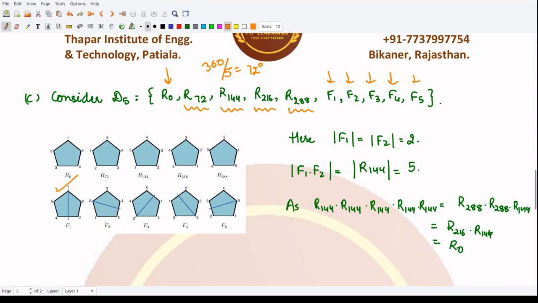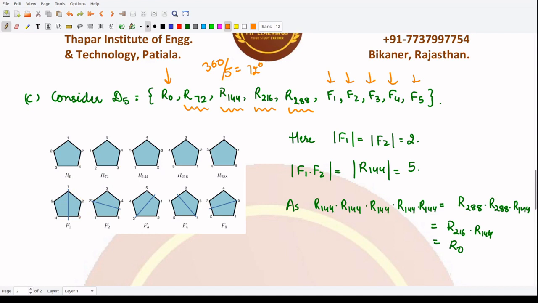Because when you first apply it, now on this figure you have to apply this composition. What is this composition? That means you have to reflect it along this axis. So when you reflect it along this axis, 5 would remain 5, 1 would become 4, and 4 would become 1, this 3 would become 2, and this 2 would become 3. So therefore in this case, this matches with what? It matches with this R144, hence the composition is R144, right?